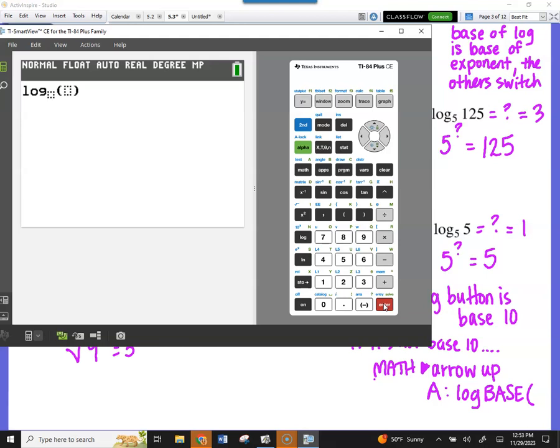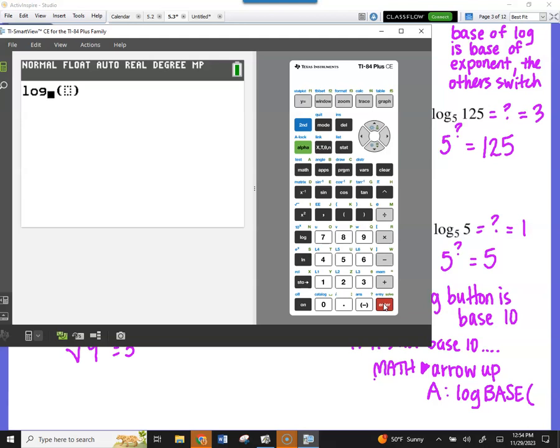So when you take this, you're going to show a lot of growth now, aren't you? Remember, it's math and then arrow up, and you will see. If you forget where to find it, please learn the catalog button. Catalog is that running index of every single thing on your calculator.